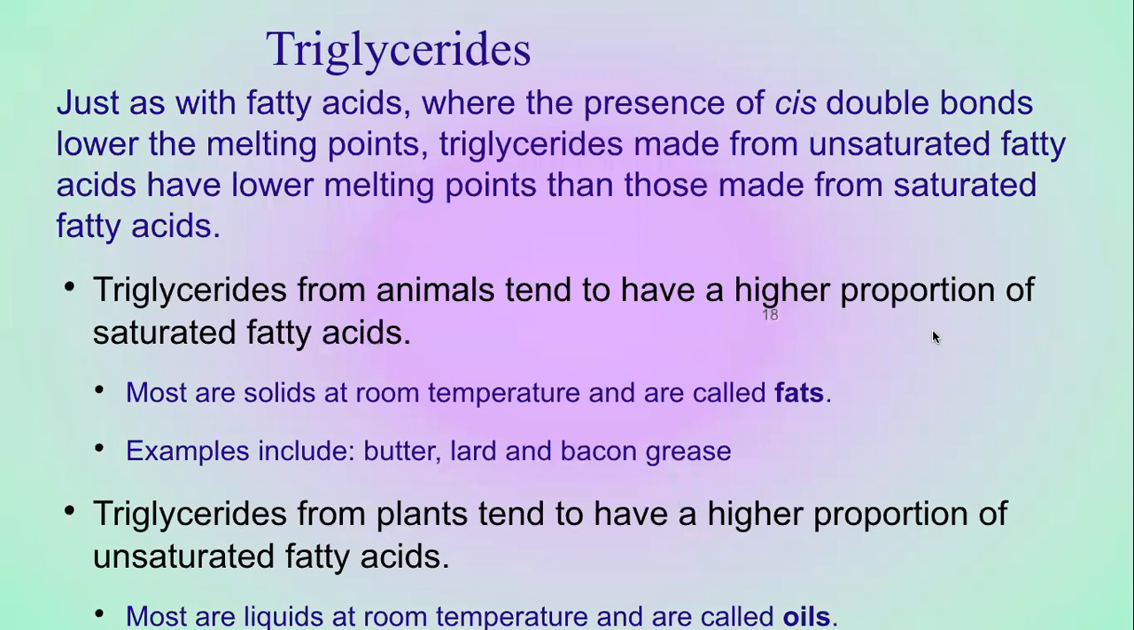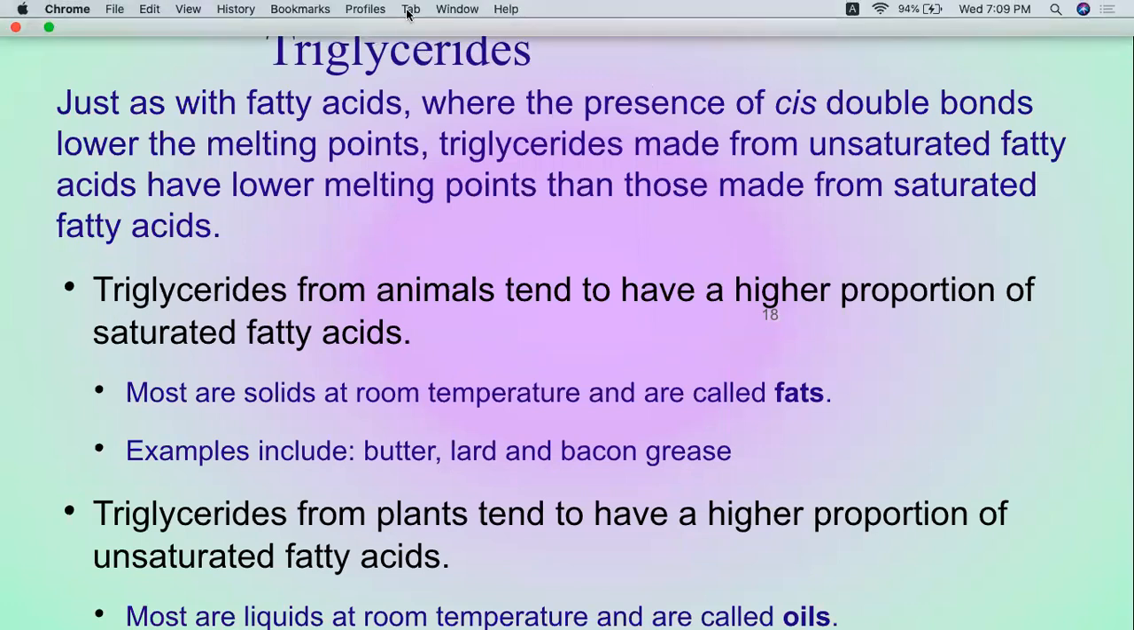So just as with fatty acids, the presence of cis double bonds lower the melting point. So triglycerides made from unsaturated fatty acids have lower melting points than those made from saturated fatty acids. Triglycerides from animals tend to have a higher proportion of saturated fatty acids.